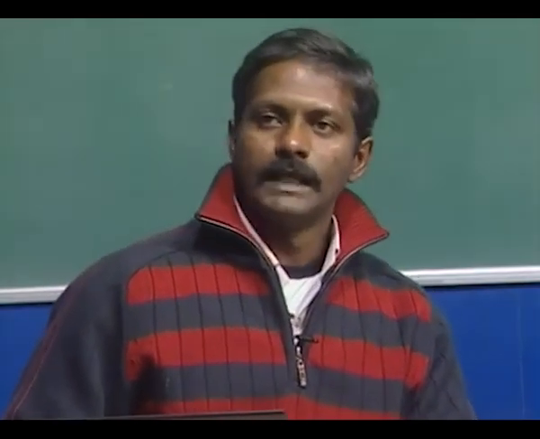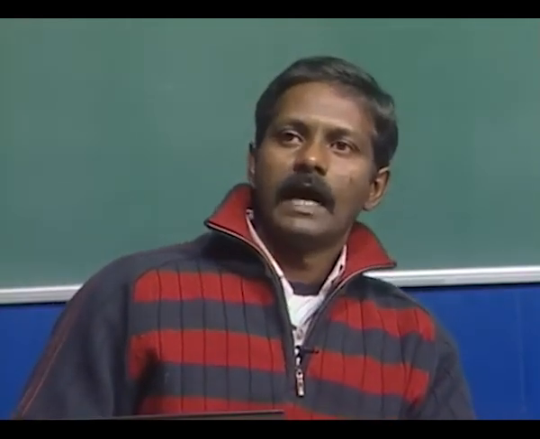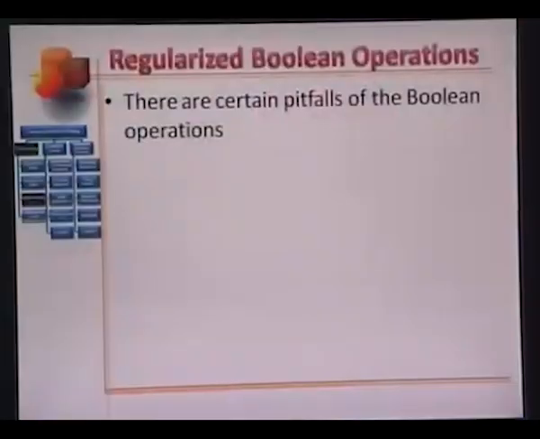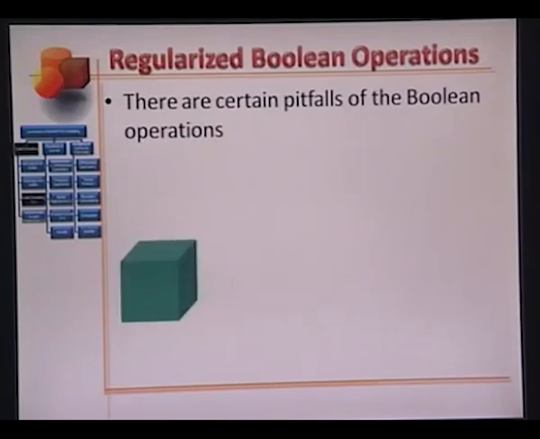Here is where I will explain why raw Boolean operations may not be used. There are certain drawbacks of the Boolean operations. Let's take this example. We have a cube and we have a cylinder. We have positioned the cylinder in such a way that one of its faces rests on one of the faces of the cube. Say the cube is solid A and the cylinder is solid B.